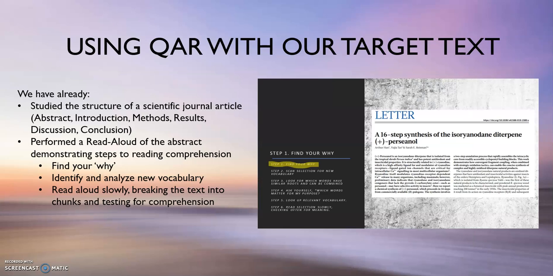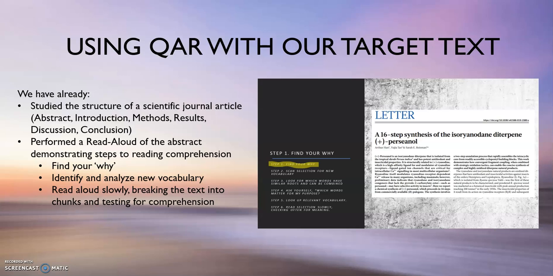Okay, so now I'm going to demonstrate this technique using the target text from my text set. The target text is a scientific journal article on the synthesis of a natural pesticide, prosaenol. We have studied the structure of a journal article already, and we've talked about what's found in each section. Students have already read the 3 supporting texts that provide background information about the controversy over pesticides, about chemical nomenclature, and they've watched a video review of the article that explains the importance of the article in layman's language.